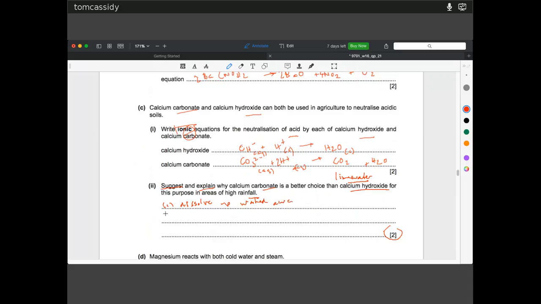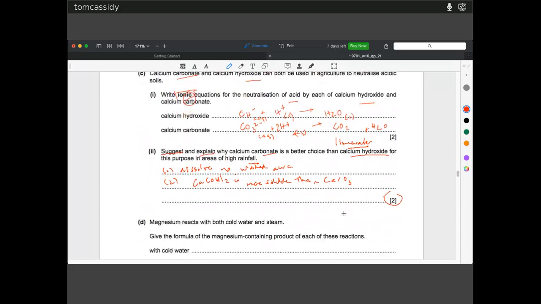And we're going to explain that by saying that calcium hydroxide is more soluble and gets washed away than calcium carbonate, which is insoluble. So calcium hydroxide is more soluble than calcium carbonate. And so the calcium hydroxide will be washed away, calcium carbonate wouldn't be washed away. We've suggested a reason and given our explanation, 2 marks.